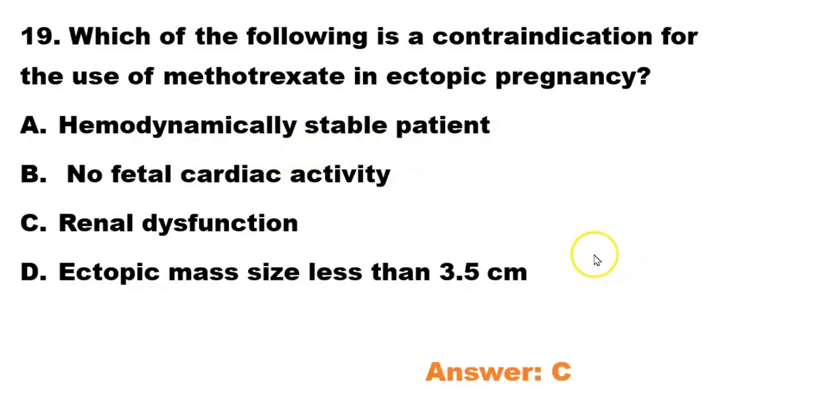You said C, you have got it, because methotrexate is contraindicated in a patient with renal dysfunction because it is primarily excreted by the kidney and can be toxic if not cleared properly. This methotrexate is toxic if it is not cleared properly. So the answer is renal dysfunction. Renal dysfunction is the contraindication for methotrexate.